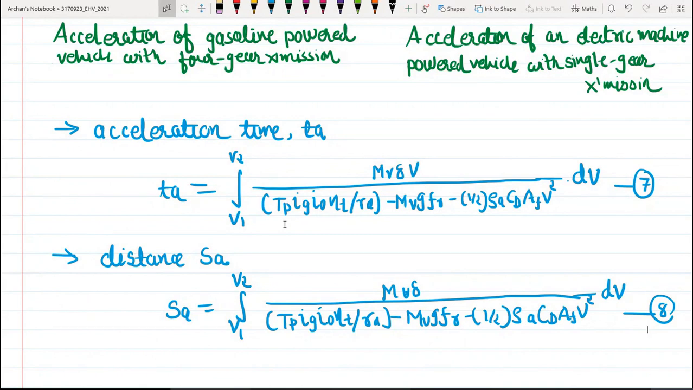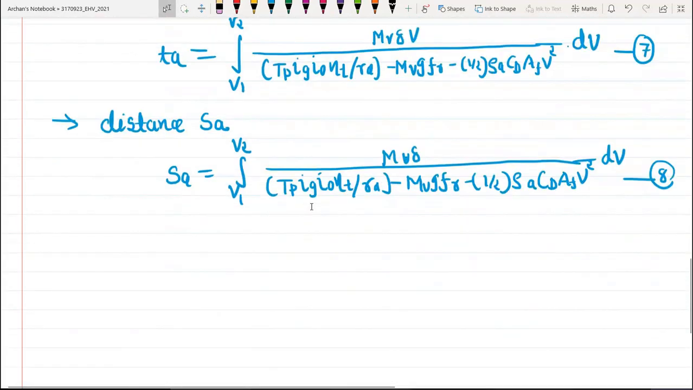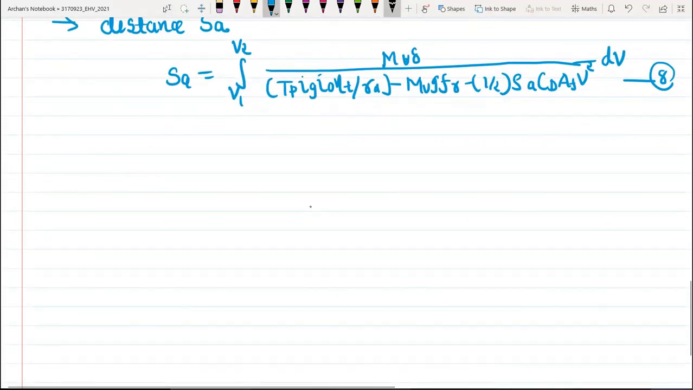And therefore, we will use numerical methods. Generally, numerical methods are used to find out the acceleration time and distance traveled. We will see some figures which show the acceleration time and the distance along with the vehicle speed for both cases, a gasoline engine powered vehicle and an electric machine powered electric vehicle, such that we will get some idea of the time as well as the distance.